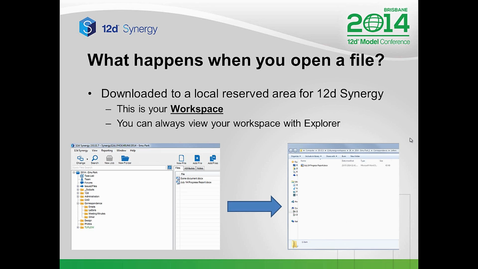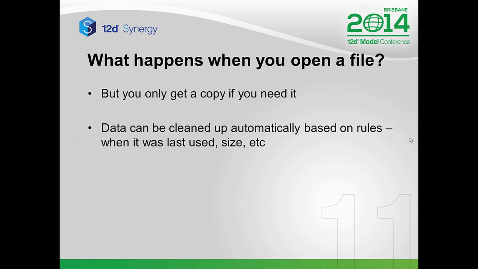So very briefly, let's talk about what happens when you work with a file in 12D Synergy. When you open a file, it's actually downloaded to a local reserved area on your hard drive, which is called the workspace. Now you can always view your workspace with Explorer, but it's important to note that you're only going to get a copy of the files that you need when you need them. So if you're not working with a file, you're not going to get a copy of it. And you're always going to have the latest copy of that file delivered to you. If there have been no changes, you won't be delivered anything new.